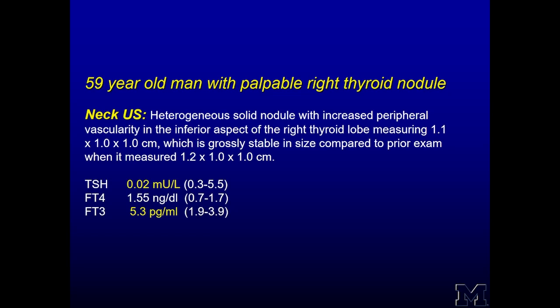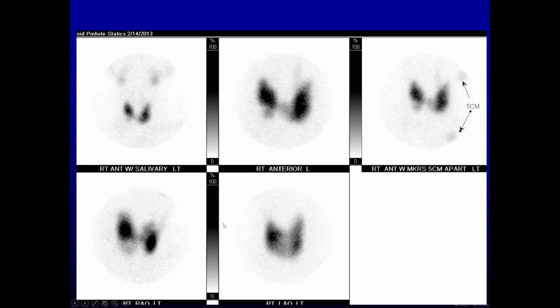The neck ultrasound shows a heterogeneous solid nodule with increased peripheral vascularity in the inferior aspect of the right thyroid lobe, measuring almost 1 centimeter, grossly stable as compared to a prior exam. However, thyroid function testing, as depicted in this table, showed suppressed TSH and elevated T3 above the upper limit of the normal range. And this is the image correlation.